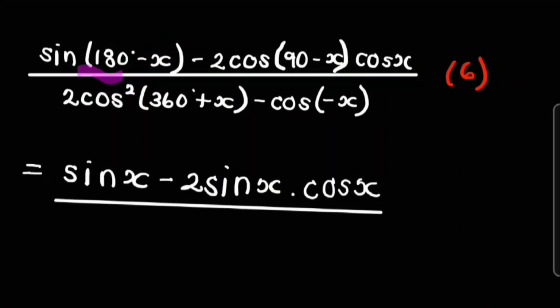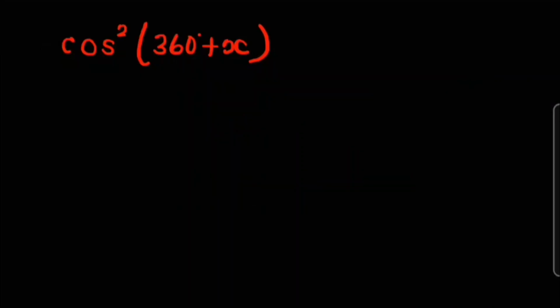Now moving on to the denominator. We've got this 2 in front. Let's bring that down as is. There we have it. And now we're focusing on cos squared 360 plus x. Remember that whenever you have the square, it tells you that that answer is going to be squared. So let me just show you this separately first. So this is what we have, right?